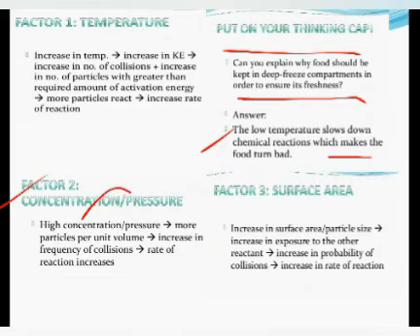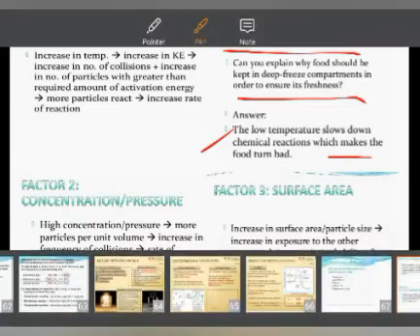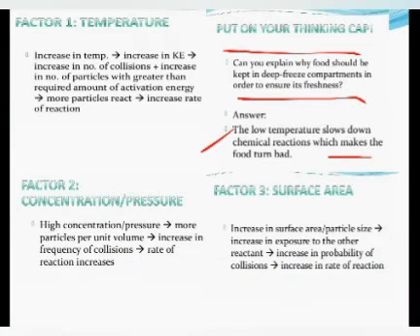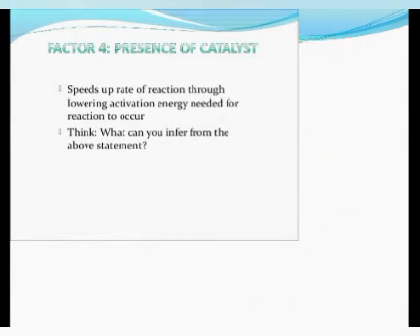Concentration and pressure: high concentration or pressure means more particles per unit volume, which increases the frequency of collision and the rate of reaction. Surface area: increasing the surface area increases the exposure of the other reactant, increases the probability of collision, and increases the rate of reaction. Next is catalyst. It speeds up the rate of reaction by lowering the activation energy needed for the reaction to occur. And what do you think about that? What can you infer from the above statement?